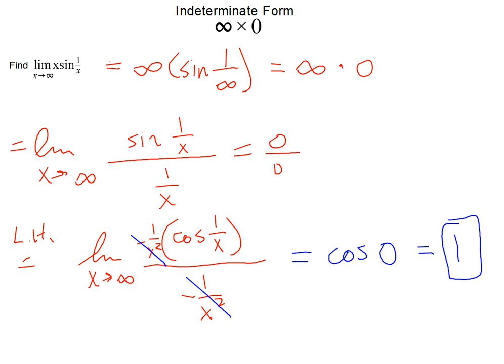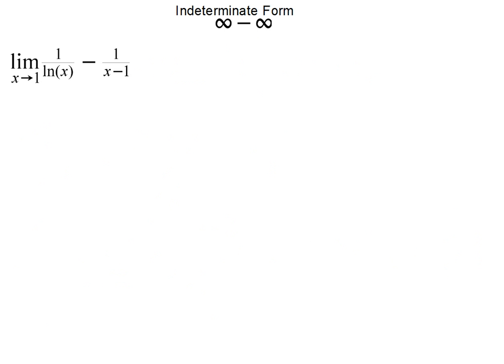The next indeterminate form that we're going to look at is infinity minus infinity. So what we've got here is 1 over the natural log of x minus 1 over x minus 1, the limit as x approaches 1. So if we plug in 1 for both the x's, we end up with 1 over 0 minus 1 over 0, which is infinity minus infinity.